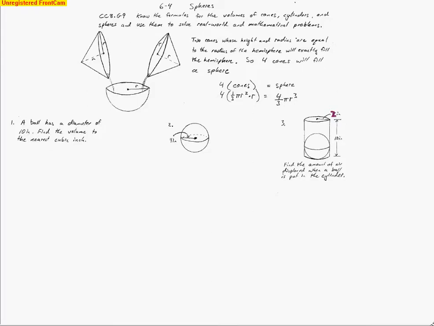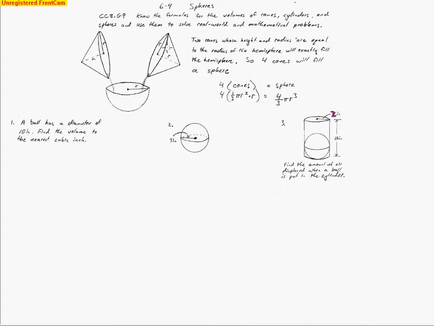This is the lesson for Chapter 6, Section 4, Volume of Spheres. If we take a look at this little drawing I had done here, if we have two cones whose height and radius are equal to the radius of the half sphere or hemisphere, if we had this full of water, full of sand or something, if we emptied it out into this hemisphere, it would exactly fill this hemisphere.